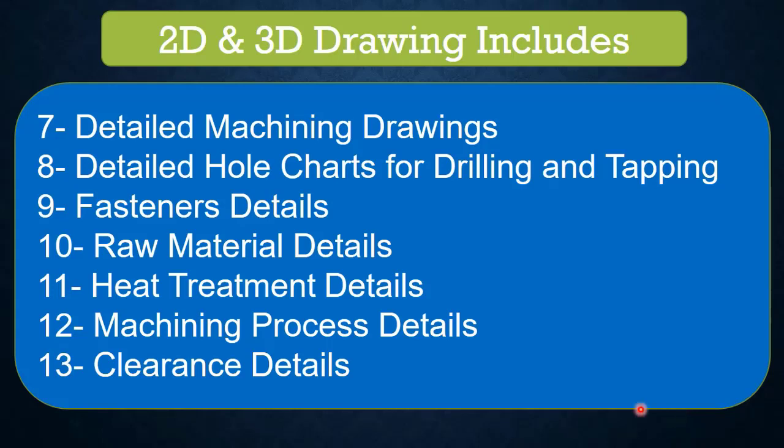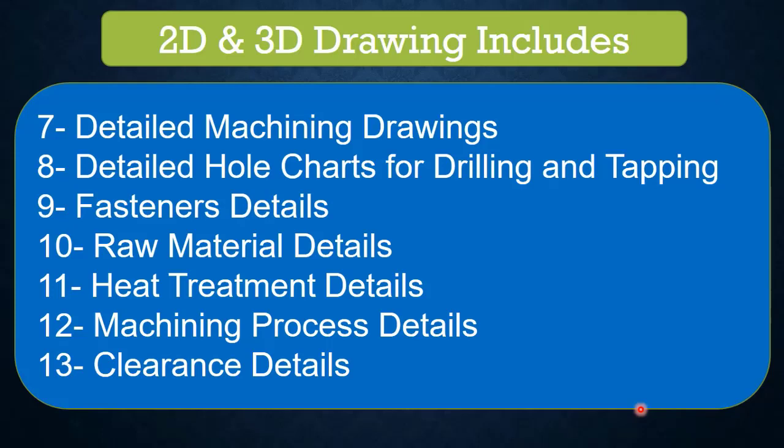Number 8, detailed hole charts for drilling and tapping. Even making a simple die requires a minimum of 100 holes, with 70 to 80% of them tapping holes for assembly. So you can understand the importance of dedicated drawings for drilling and tapping and for making each and every hole. We will see in the upcoming slides how the coordinates are given.